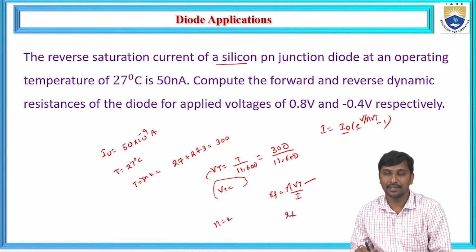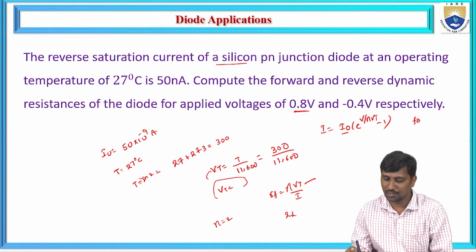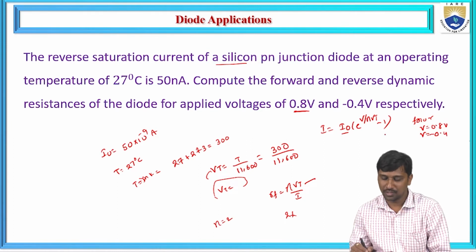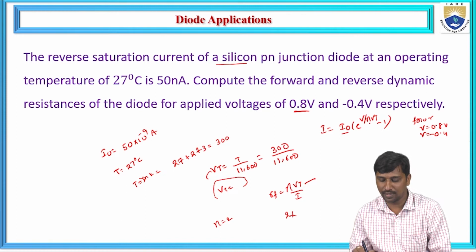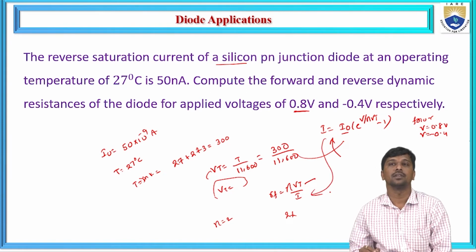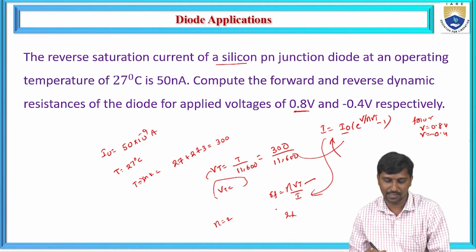So here you substitute this I naught value, and the V value is for the forward case. For a forward case we need to calculate with V equal to 0.8 volts, and for a reverse case we need to assume it is minus 0.4 volts. So here substitute 0.8, with eta equal to 2, and the Vt value. First you observe this I value, then you can substitute this I value into this one. Like this you should calculate the forward dynamic resistance.